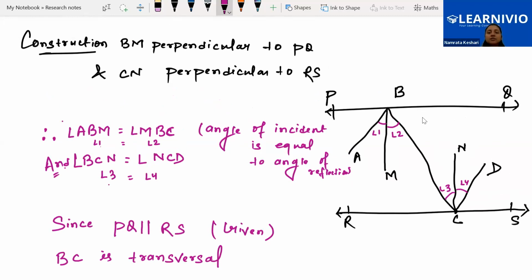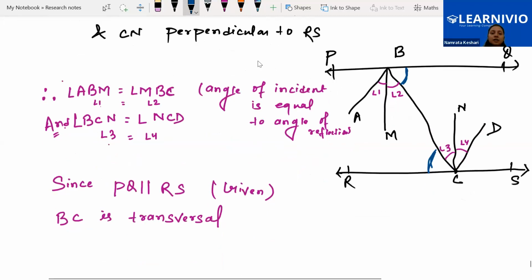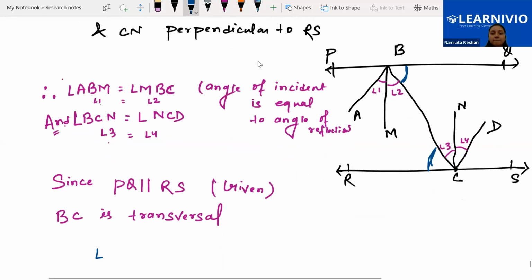Then what we realize? We realize that the other angle is same. Please be careful. Now 1, 2, 3, 4, nothing is same. The other angle is same. Which angle? This angle. This angle is same with this angle. Alternate interior angle. Let's name it angle QBC is equal to angle RCB. Alternate interior angle.